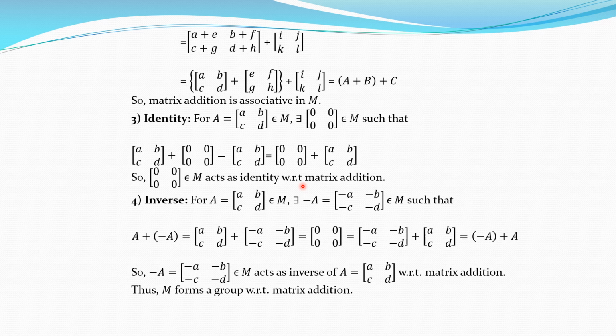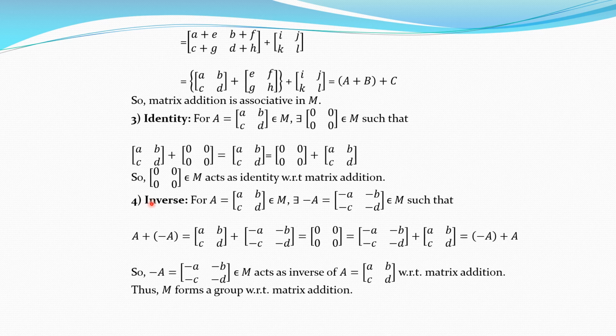Now the last property is inverse. For every A in M, we have to find some matrix B such that A plus B equals B plus A equals the identity element, that is the 0 matrix. So in that matrix A, B, C, D, we have to add some matrix so that the right side matrix is 0, 0, 0, 0. So in this A, if we add minus A, then only we get 0. Same way in B, if we add minus B, then only we get that element as 0.